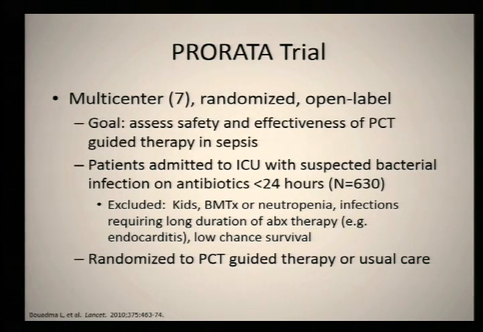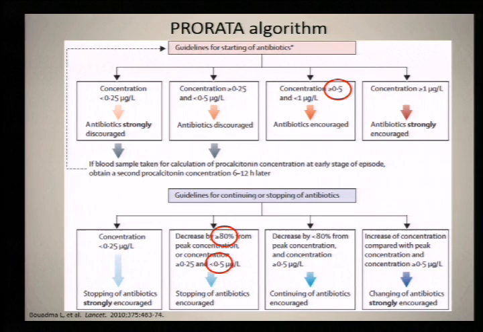They didn't include heavily immunosuppressed patients. They didn't include people who are going to get antibiotics for a long time with endocarditis or osteo, because you're going to give them antibiotics a long time anyway. It doesn't really matter what the procalcitonin is. And people who are going to die in the next 24 to 48 hours. And they randomized them to either usual care or procalcitonin-guided management.